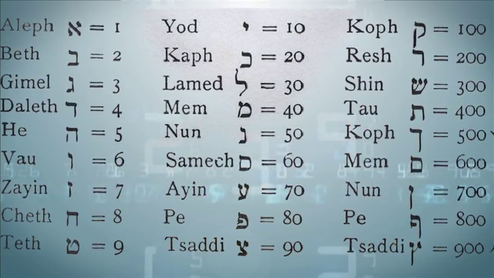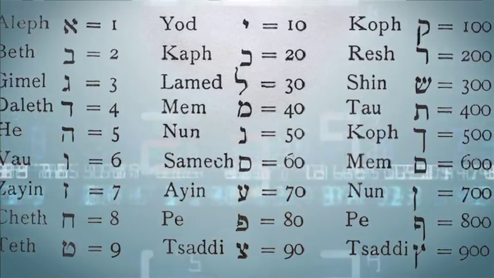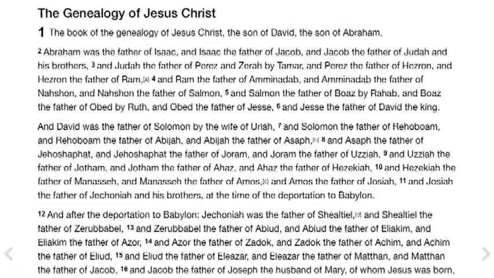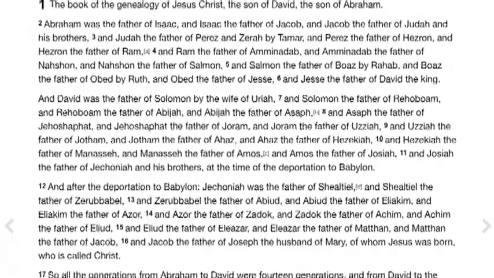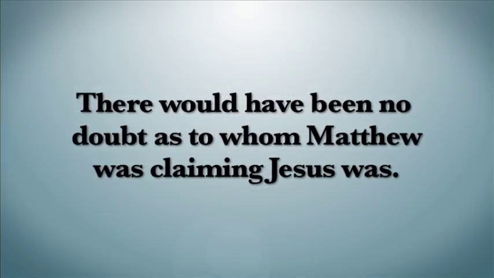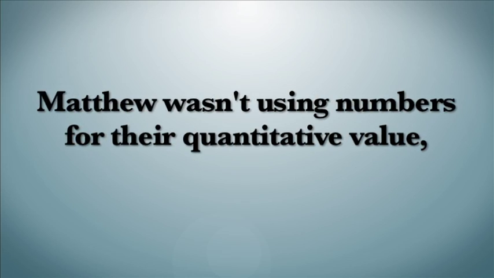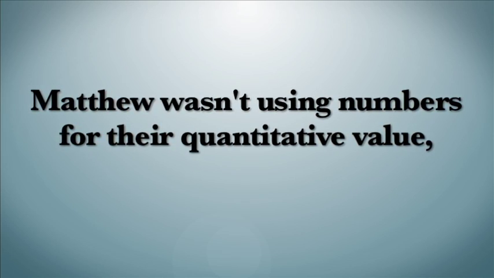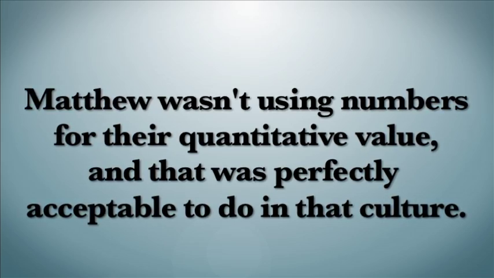Numerology was very important to the ancient Jews, and Matthew, wishing to impress his fellow Jewish readers, encoded a large amount into his gospel, especially in the opening. For a Jew of that time hearing this, there would have been no doubt as to who Matthew was claiming Jesus was. Matthew wasn't using numbers for their quantitative value, and that was perfectly acceptable to do in that culture.